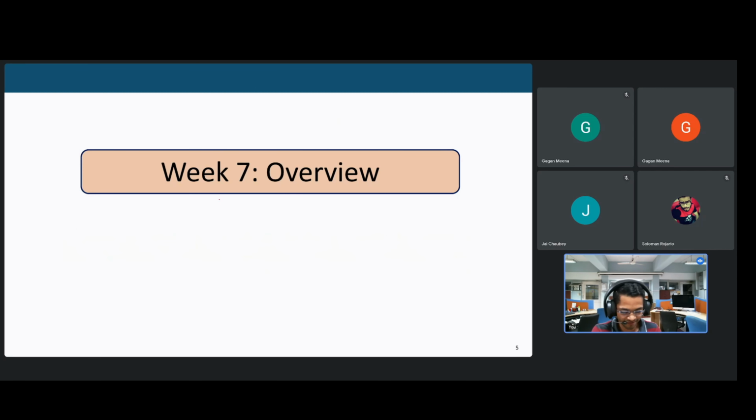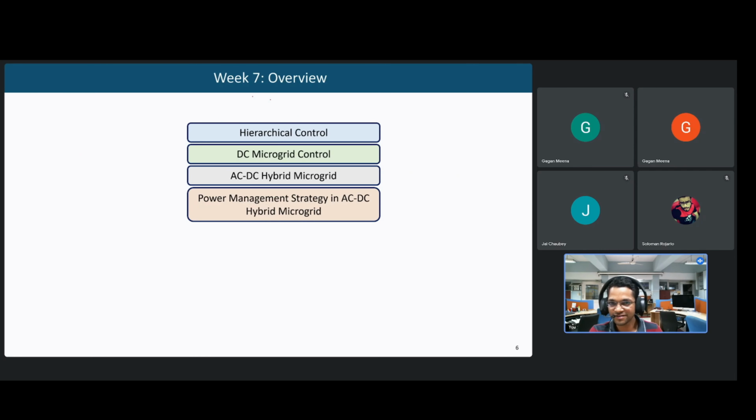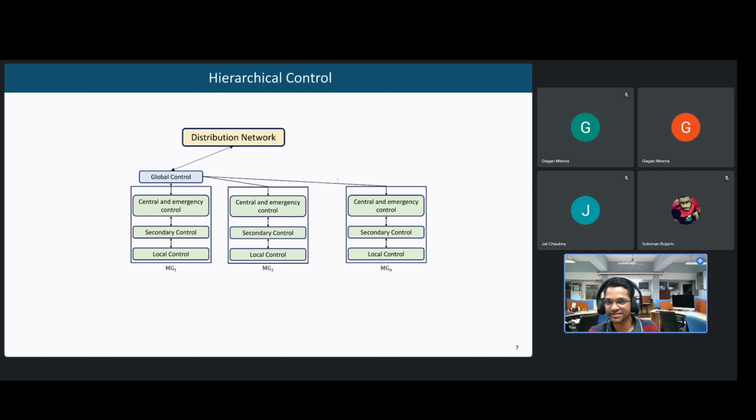So let us start with the overview of week 7. Week 7 was a continuation of the operation and control of AC microgrids, where we discussed the hierarchical control. Then we moved to DC microgrids and then AC-DC hybrid microgrids. In that we discussed different power management strategies in hybrid microgrids. We will first start with the hierarchical control in AC microgrids.